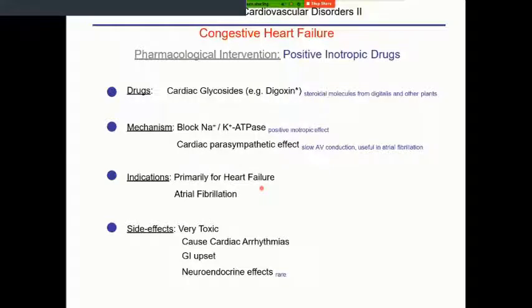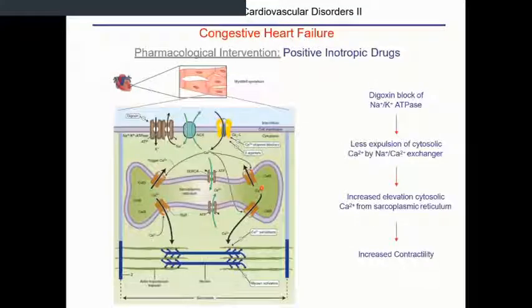So the mechanism of action of your positive inotropic drug, for example, your digoxin, is by blocking your sodium potassium ATPase and also having a cardiac parasympathetic effect. Its indication is for heart failure and atrial fibrillation. Of course, it has very toxic side effects, including cardiac arrhythmias, GI upset, and rarely neuroendocrine effects.